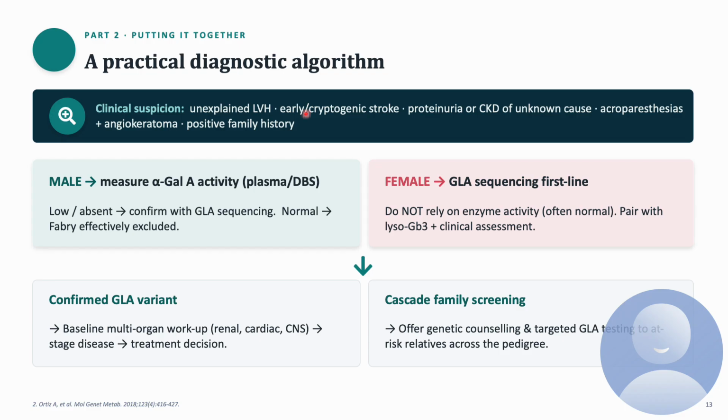Once a GLA variant is confirmed, two things happen. Confirm GLA variants, you should do a baseline multi-organ workup, renal, cardiac, CNS, staging the disease, and the treatment decision. Cascade family screen after genetic counseling, targeted sequencing for the at-risk family in the pedigree.